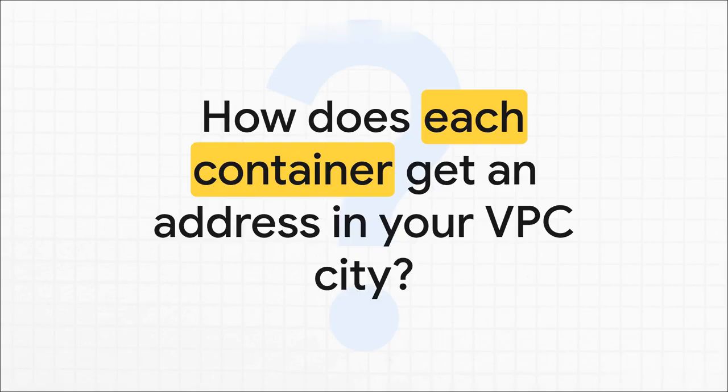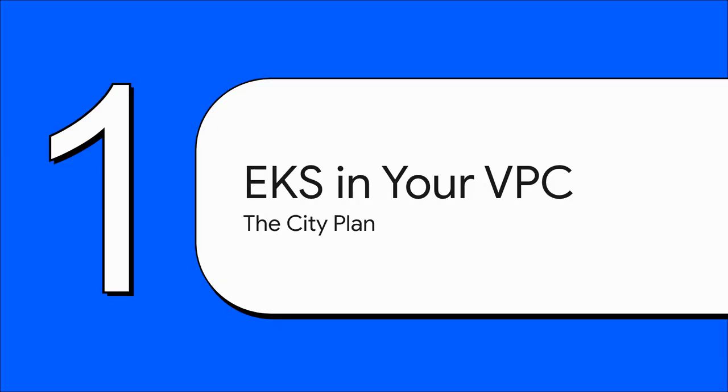And that brings up the single most important question for any architect. How on earth do you give every single one of those apartments its own unique street address within your city? To figure that out, we have to start with the big picture, the city plan itself. It really all comes down to understanding the most basic relationship, how your EKS cluster actually fits into your VPC in the first place.